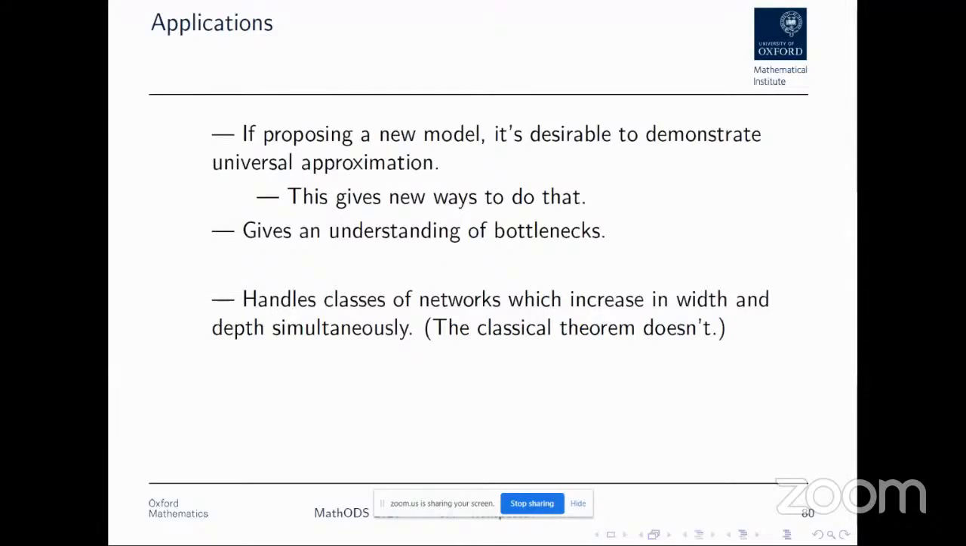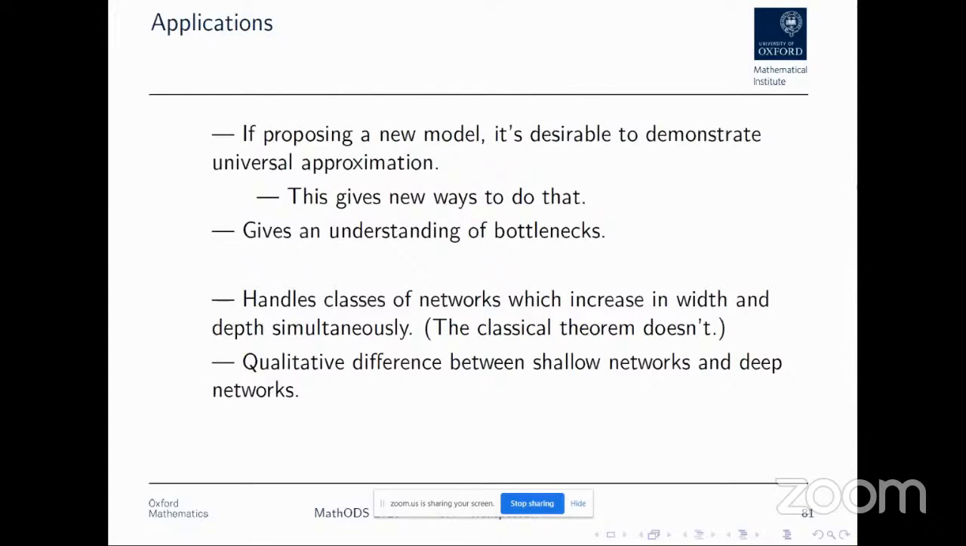So the classical theorem doesn't apply there, but this is clearly a special case of what we're doing here, because if we're increasing in width and depth simultaneously, then we can just ignore the extra width and pretend we're only increasing in depth, and our theorem applies. And then, as I've already mentioned, we have this nice difference between shallow and deep.